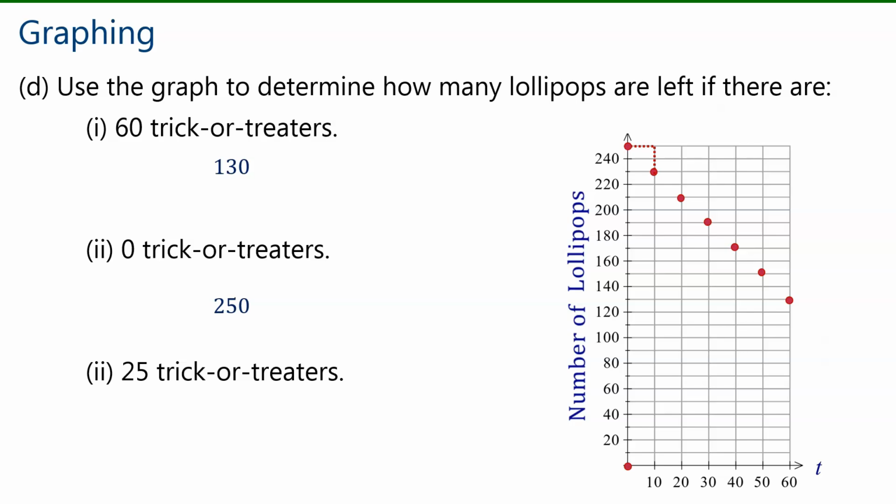Now lastly, we have 25 trick-or-treaters. So that would be right in between 20 and 30. So if I go straight up and then straight over, that means that they would have 200 lollipops left.